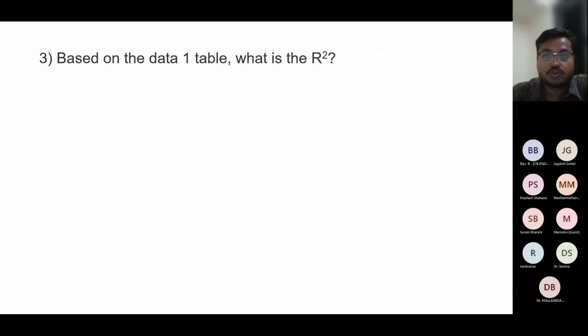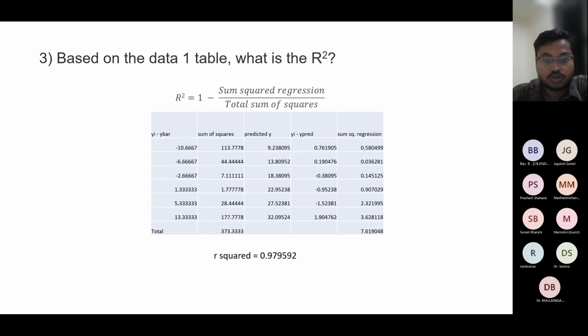Based on the data in table one, what is the R square value? R square value is given by 1 minus the sum of the residuals of regression divided by the total sum of squares. To find the total sum of squares, we'll take each point of y and subtract the mean. The y bar is the mean, which is summation of all y divided by n, which is 6. Here it turns out to be 20.667.